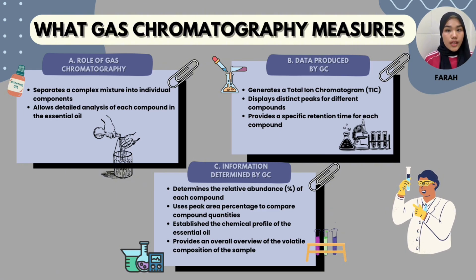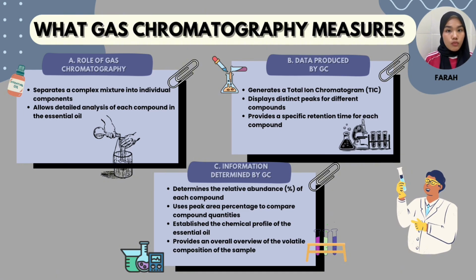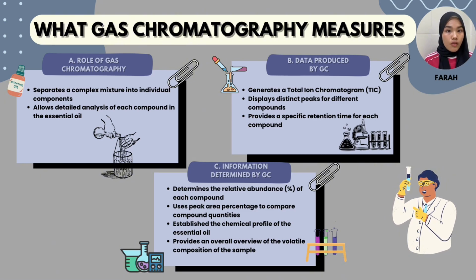Next, we move to the data produced by GC. The instrument generates a total ion chromatogram or TIC. This chromatogram displays distinct peaks for different compounds. Each peak appears at a specific retention time, which is unique for each compound. Lastly, under the information determined by GC, gas chromatography determines the relative abundance of each compound in percentage form.